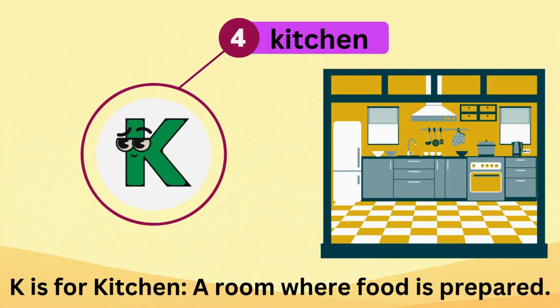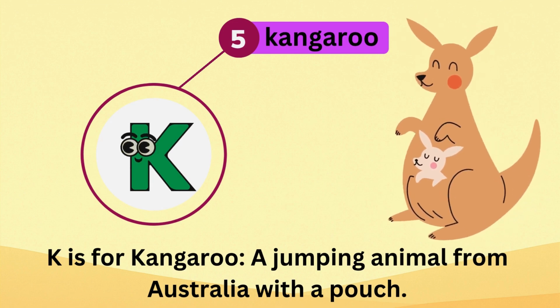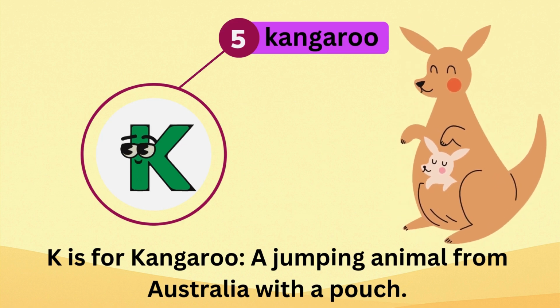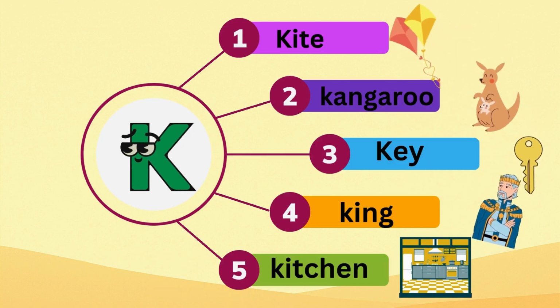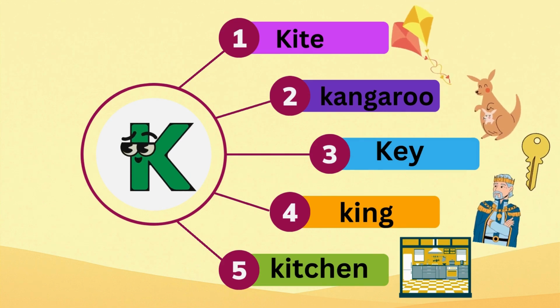K is for kitchen, a room where food is prepared. K is for kangaroo, a jumping animal from Australia with a pouch. K is for kite, kangaroo, key, king, and kitchen.